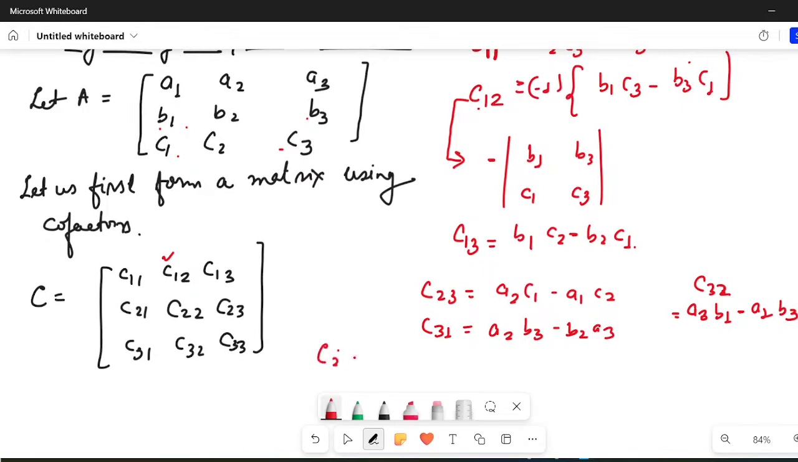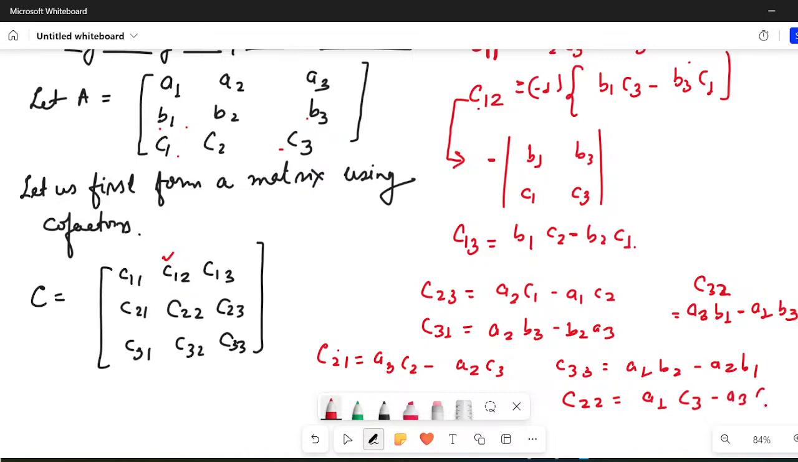So what would be C21? C21 would be simply A3 C2 minus A2 C3. Okay. And what would be C33? I think C33 would be, remove this and this, so it will be A1 B2 minus A2 B1. And what would be C22? I think this would be A1 C3 minus A3 C1. Okay, so I hope this is something that you know. From a matrix A, I have found this matrix of cofactors. I have made the matrix of cofactors.